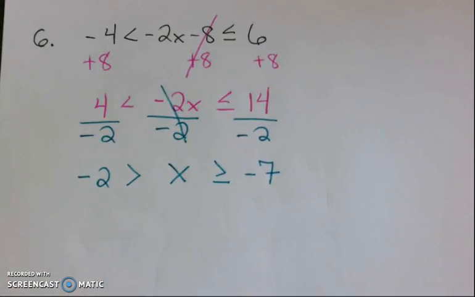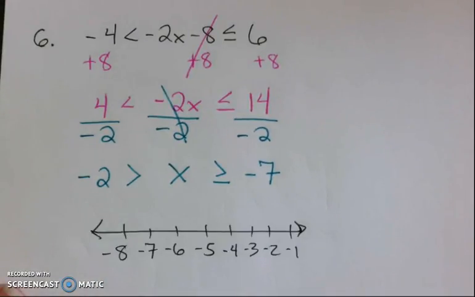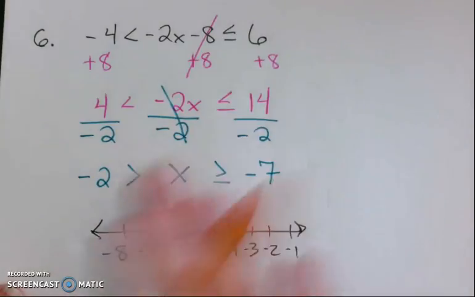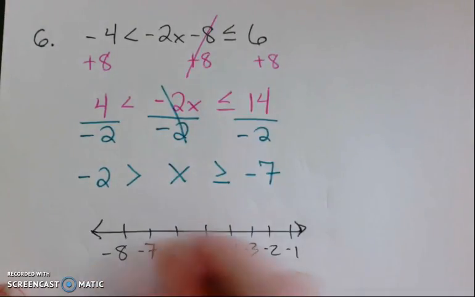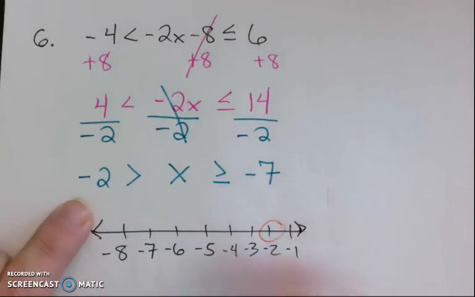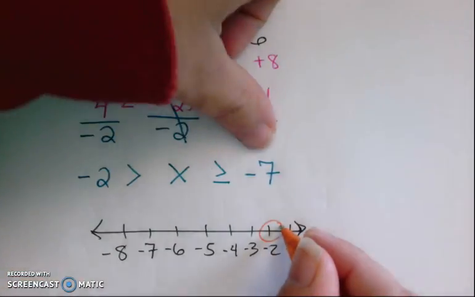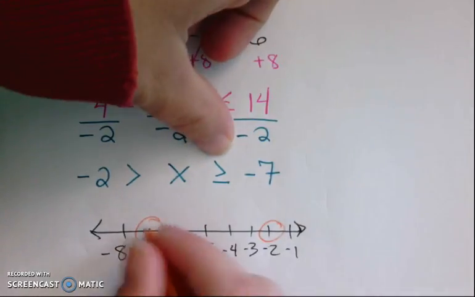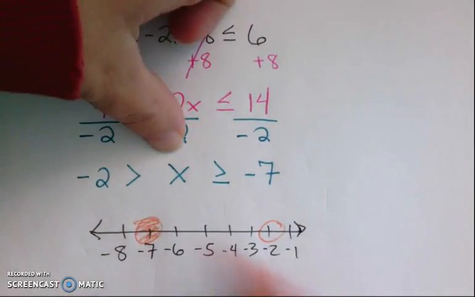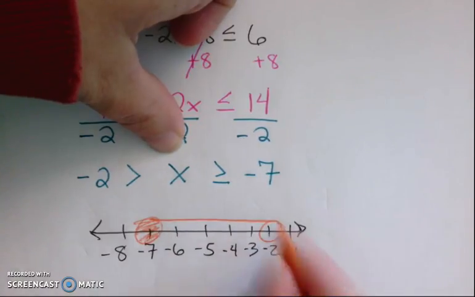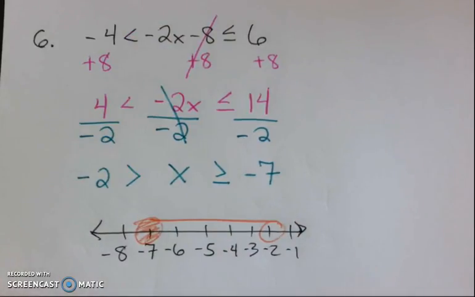All right, let's graph this. Here's my number line. So just look at the numbers. -2, circle it. Notice it's on the other side because we had to flip it. Do not fill it in. -7, circle it. I do fill it in. x is in the middle, line goes in the middle. Just connect the dots. So that's kind of the shortcut, easy way to do it.